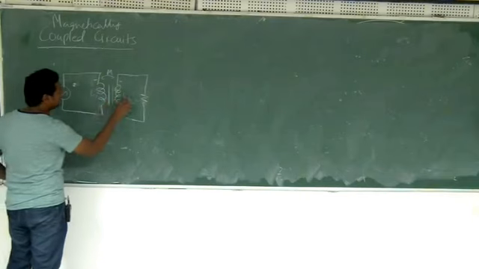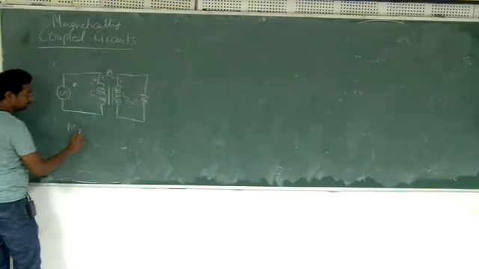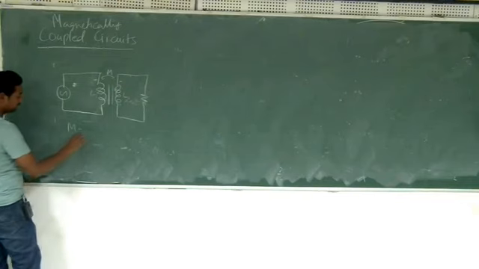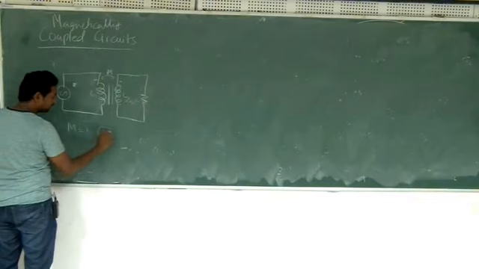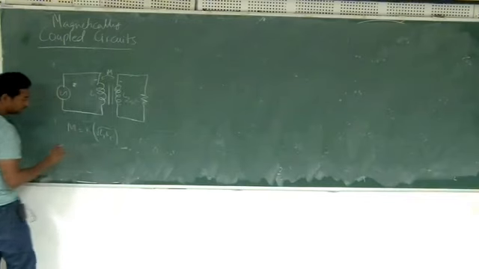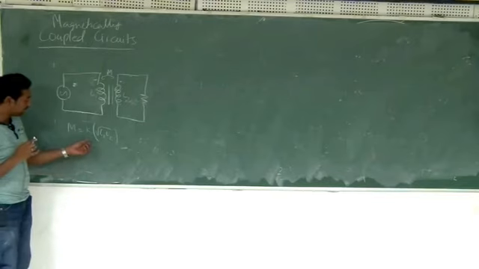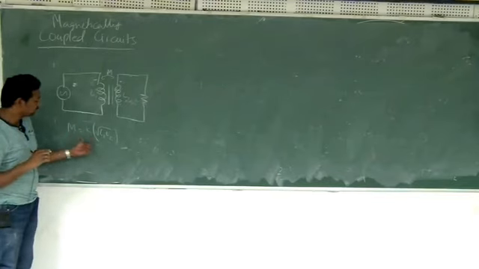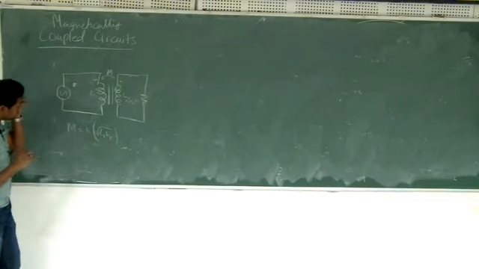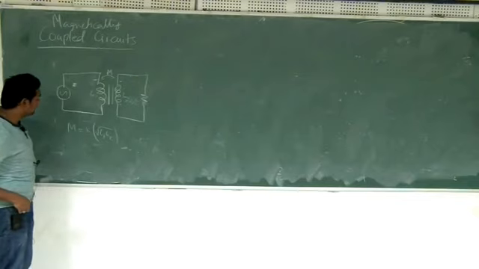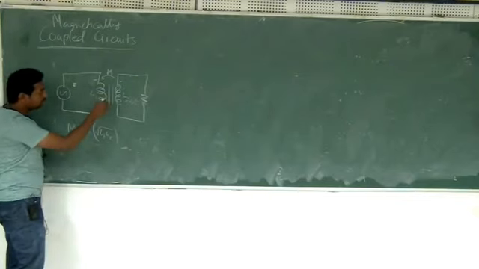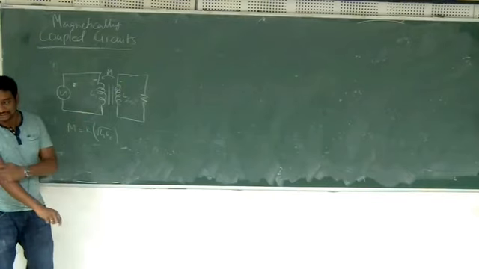Let's call these L1 and L2. Then what is M? M will be K multiplied by the square root of L1 L2. So you know this. The maximum possible K is 1. That means the mutual inductance will be the square root of L1 L2, whereas K is the factor of coupling, which is determined by how strongly these two circuits are coupled.